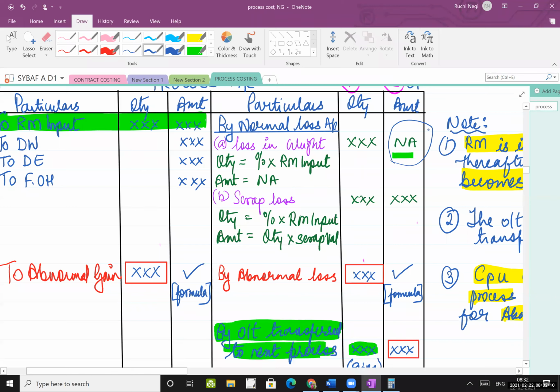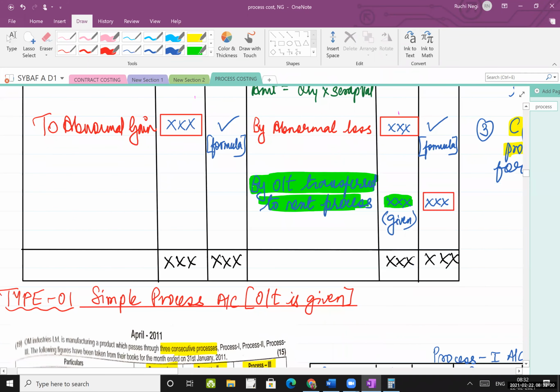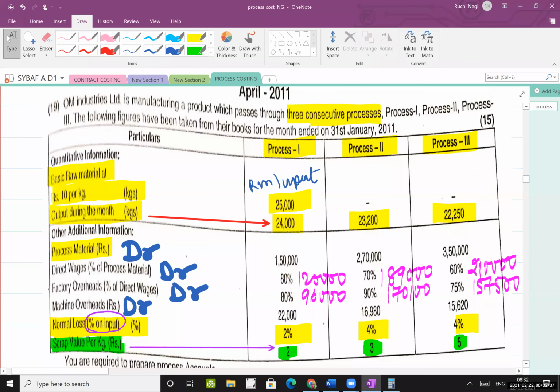Okay? So अगर question में आपको बोला नहीं है कि it is a weight loss or a scrap loss, so how will you identify in the exam? You will see scrap value is given or not. If scrap value is given, then it is a sum of scrap loss. If scrap value is not given, then it is a sum of weight loss. Am I clear? Is this clear to everyone? समझ में आया? Question is clear? Prepare process accounts को है. Is the question clear to everyone?